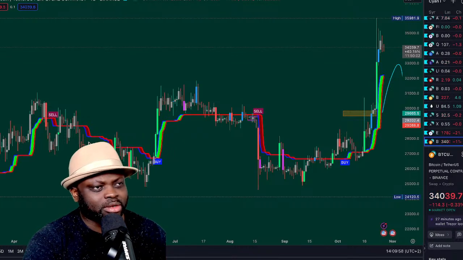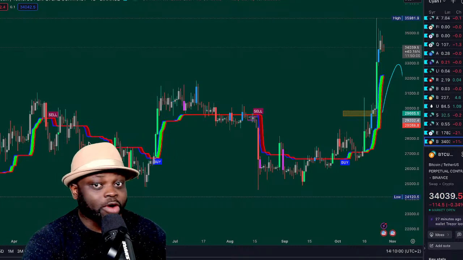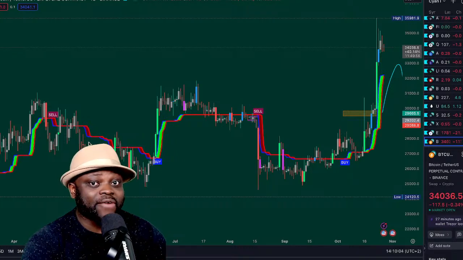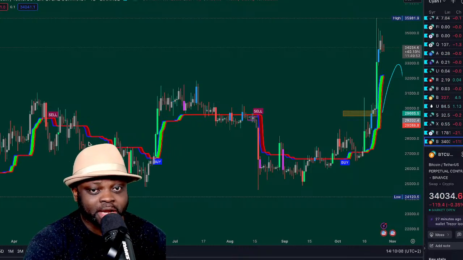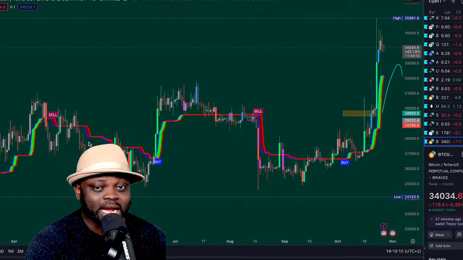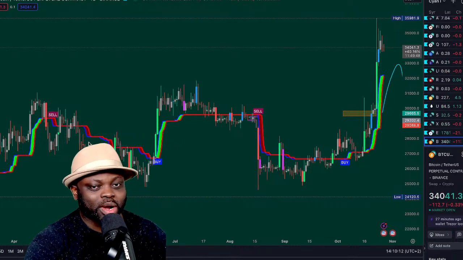I think it is free for anyone out there who is exposed to TradingView. That means anyone who uses TradingView can get this indicator for free. And the name of the indicator is Alpha Trend. I'm going to show you guys how you can get it and which one to get.